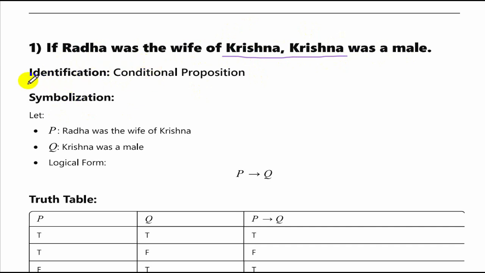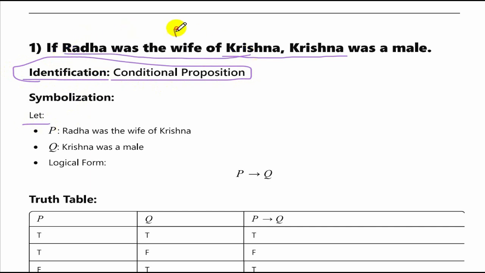And so how do we identify this? We'll do this later, identification in the end. But before this, we'll start symbolizing. So we have to write, let Radha was the wife of Krishna be P, and Krishna was male be Q, whatever, P, Q. Okay, in this question, we'll go with it as it is, because I don't want to waste time here.